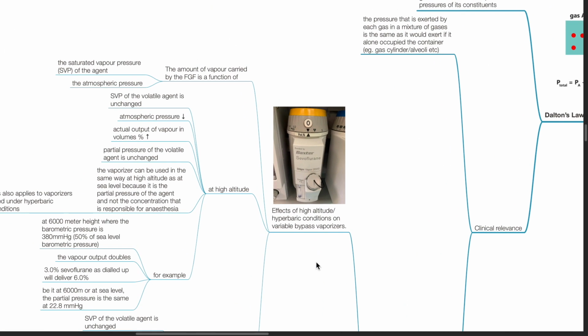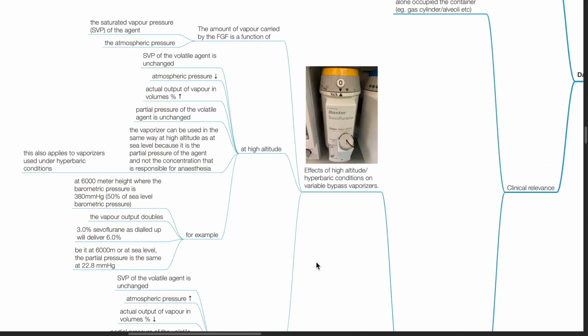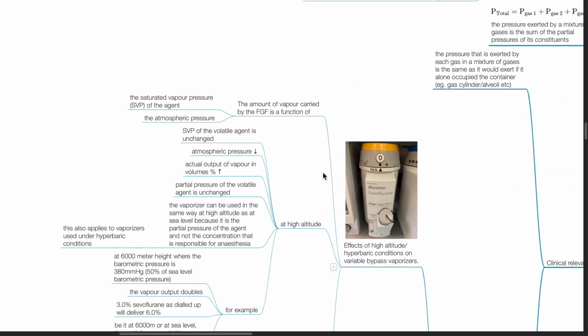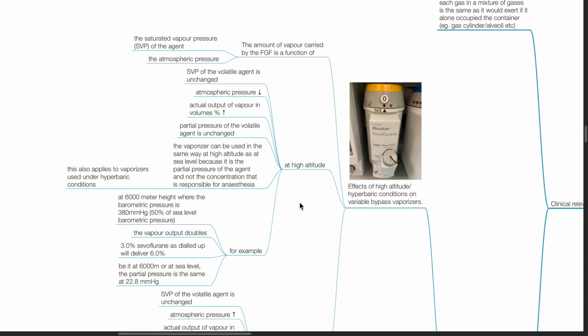Effects of high altitude or hyperbaric conditions on variable bypass vaporizers. The amount of vapor carried by the fresh gas flow is a function of the saturated vapor pressure of the agent and the atmospheric pressure. At high altitude, the SVP of the volatile agent is unchanged. Atmospheric pressure decreases. Actual output of vapor in volumes percent increases. Partial pressure of the volatile agent is unchanged.